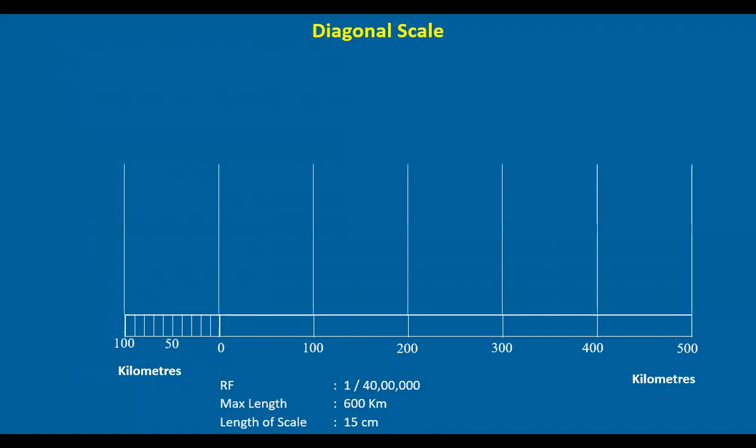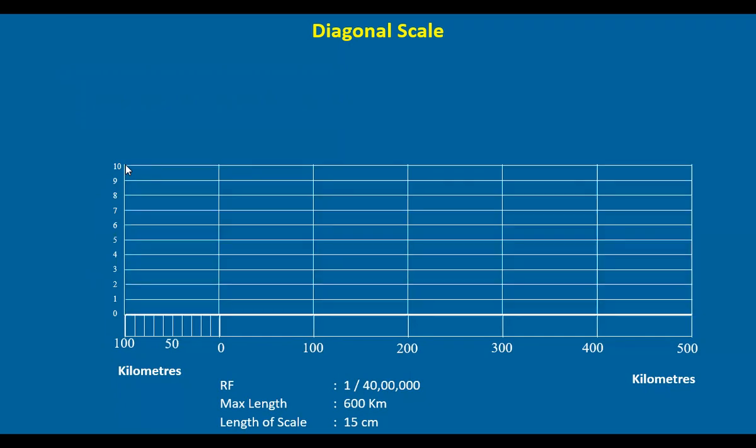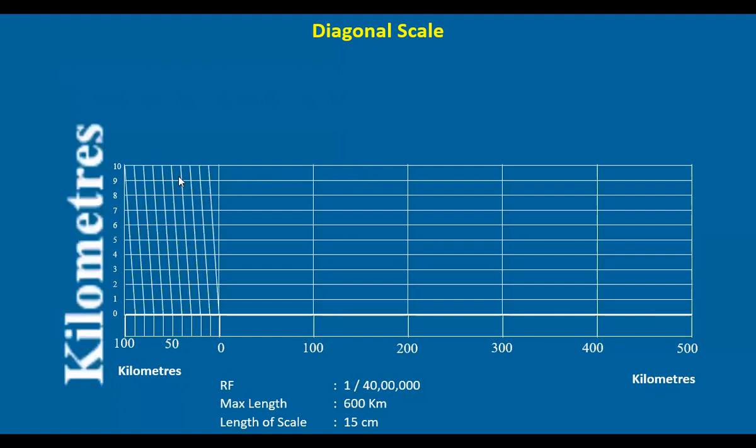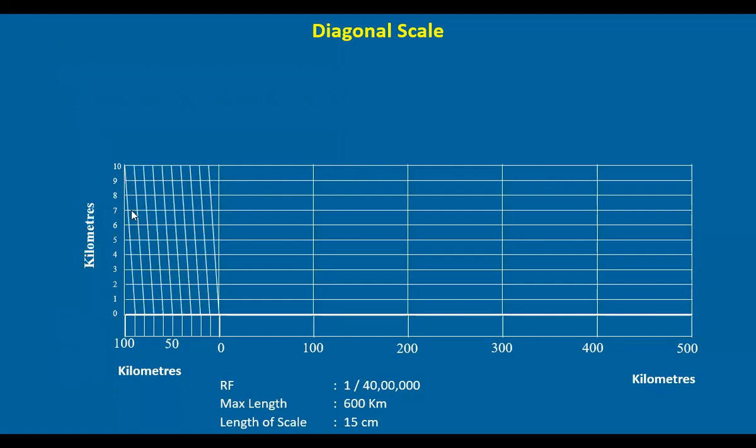How? Take a vertical line, and on this, we want 1/10 of this length, so take 10 divisions here. Draw horizontal lines, take the first division point here, and join this with 0. Like this, you mark all the points here. So this is the diagonal scale showing hundreds of kilometers, tens of kilometers, and single kilometers also.